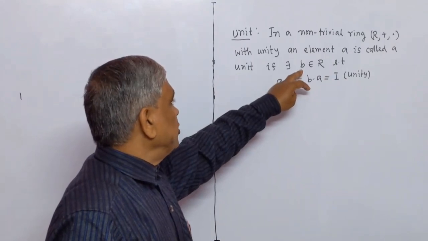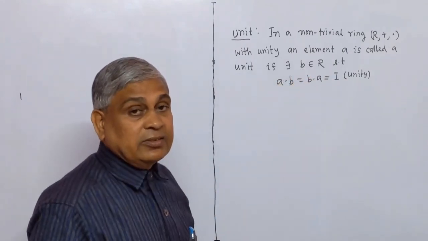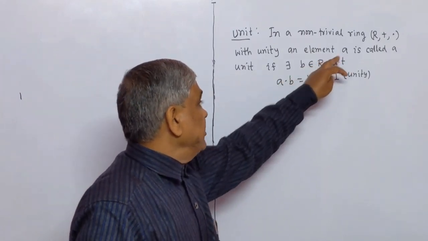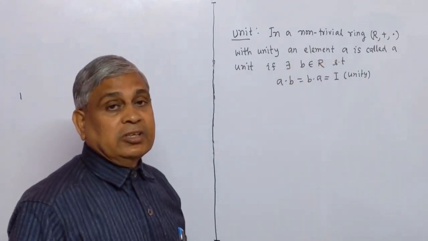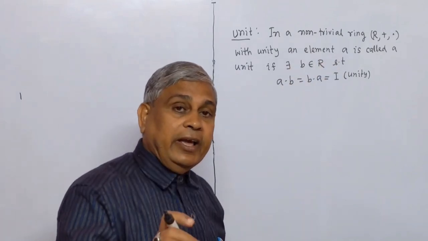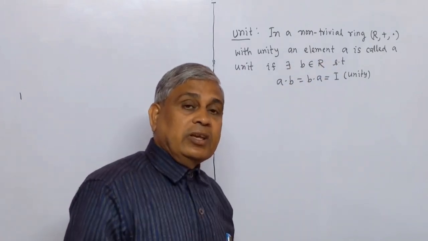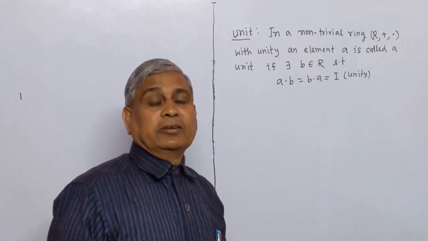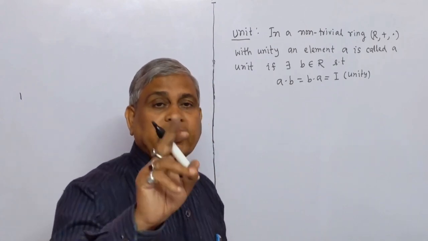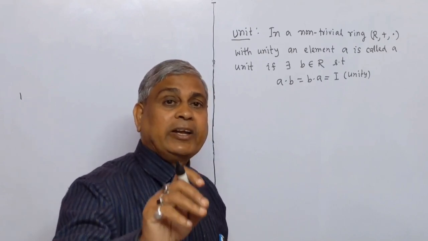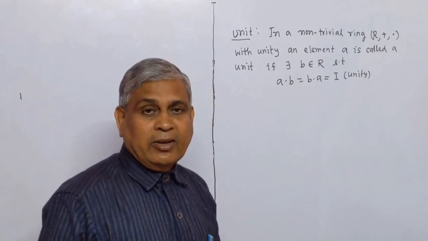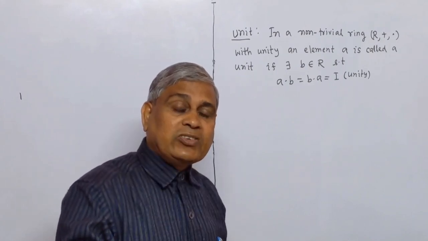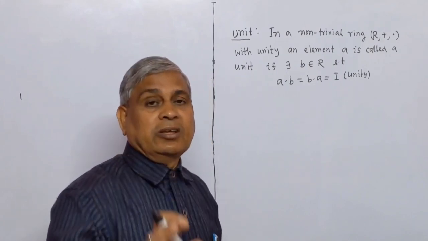This b is called the multiplicative inverse, and a has a multiplicative inverse. If any element has a multiplicative inverse, then that element is called a unit, not unity. Unity means the multiplicative identity element, but unit means the element which has a multiplicative inverse.